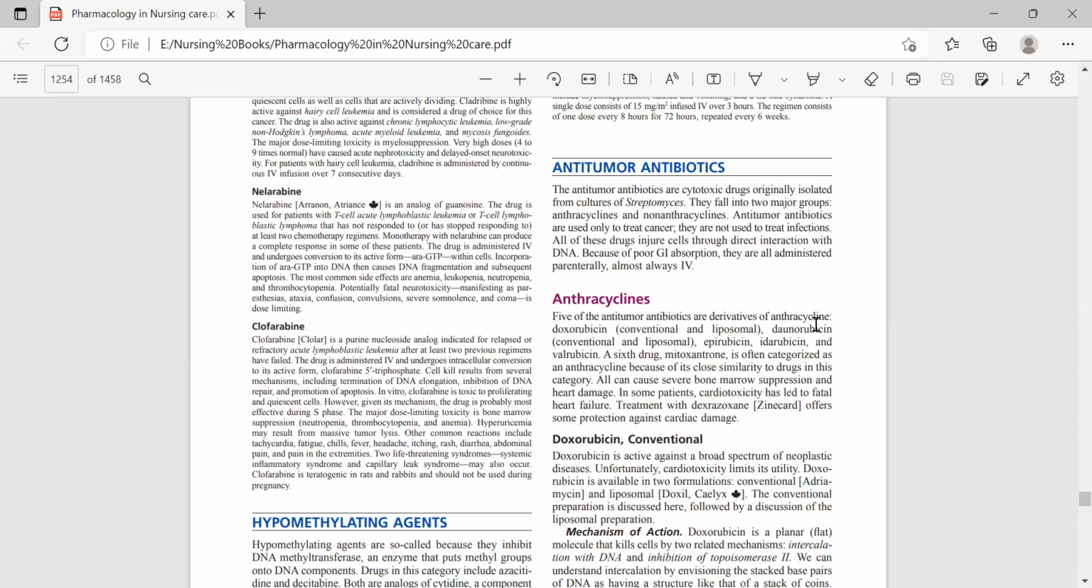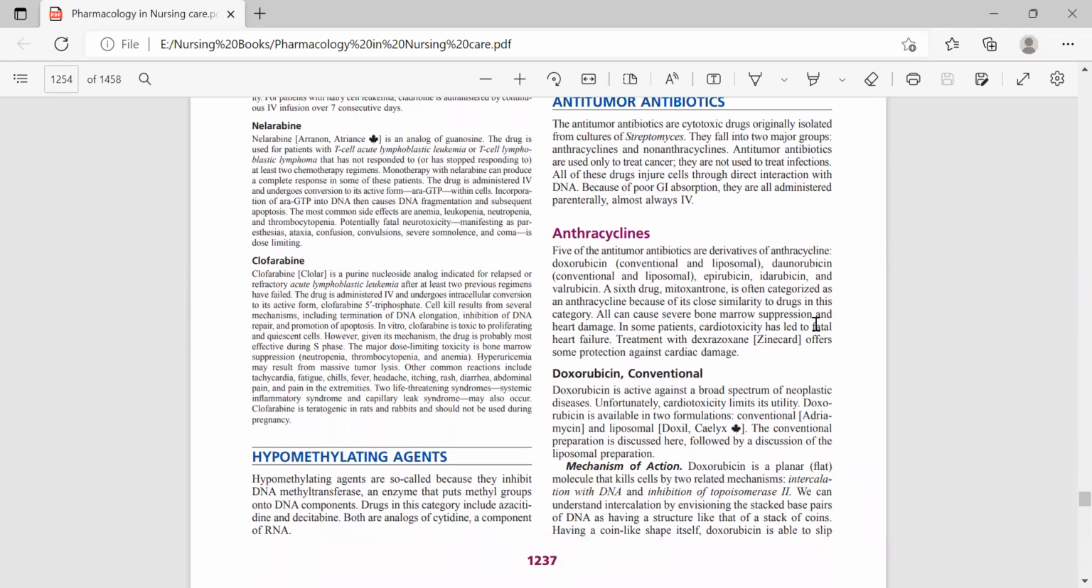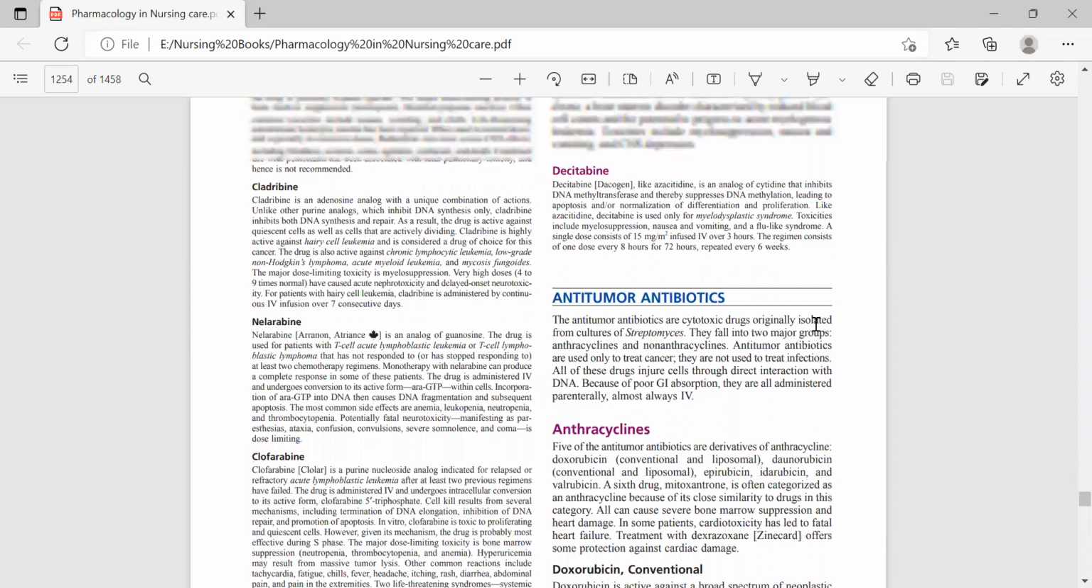The fourth class, which is considered a cytotoxic anti-cancer agent, is hypomethylating agents, and there are two drugs in this category. Basically, hypomethylating agents inhibit DNA methyltransferase, an enzyme that puts methyl groups onto DNA components, one of the important steps in DNA synthesis. So they can inhibit DNA synthesis or stop the process of DNA formation. The two drugs included as hypomethylating agents are azacitidine and decitabine.